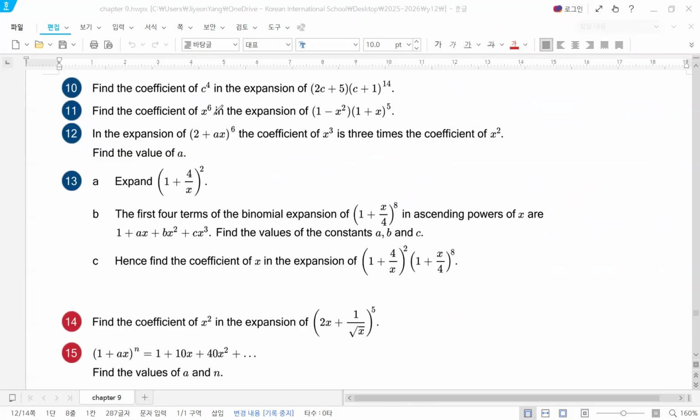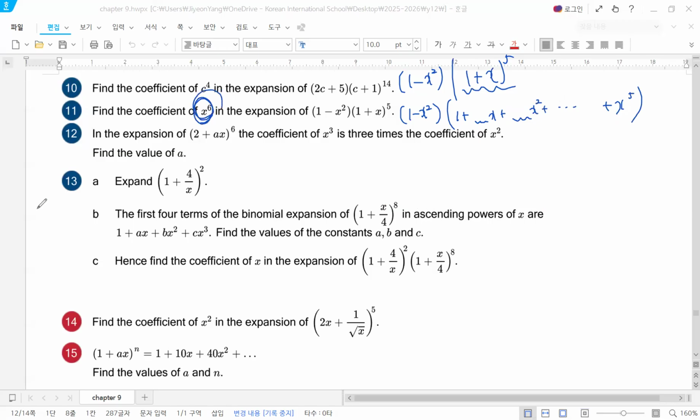We need to find the coefficient of x to the power of 6 in the expansion of this one. Again, 1 minus x squared and then 1 plus x to the power of 5. When you expand this one, it's going to be 1 plus something x plus something x squared plus dot dot dot until x to the power of 5. And you need to choose specific terms to make x to the power of 6.